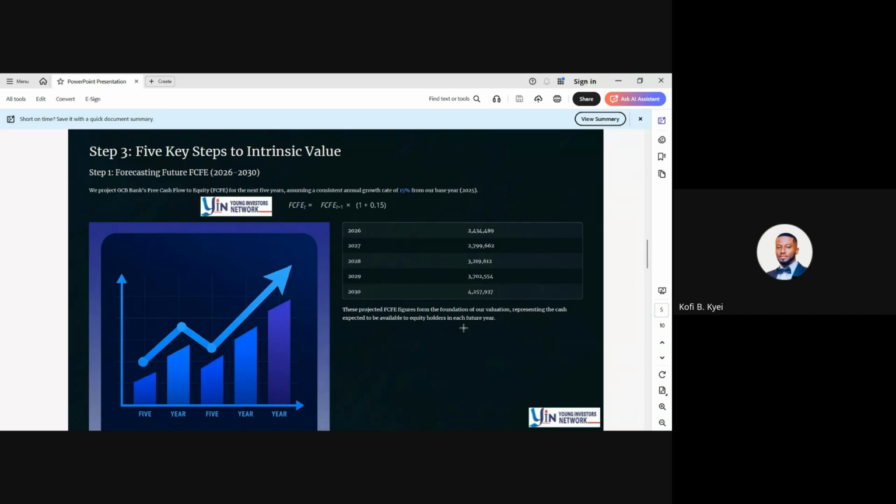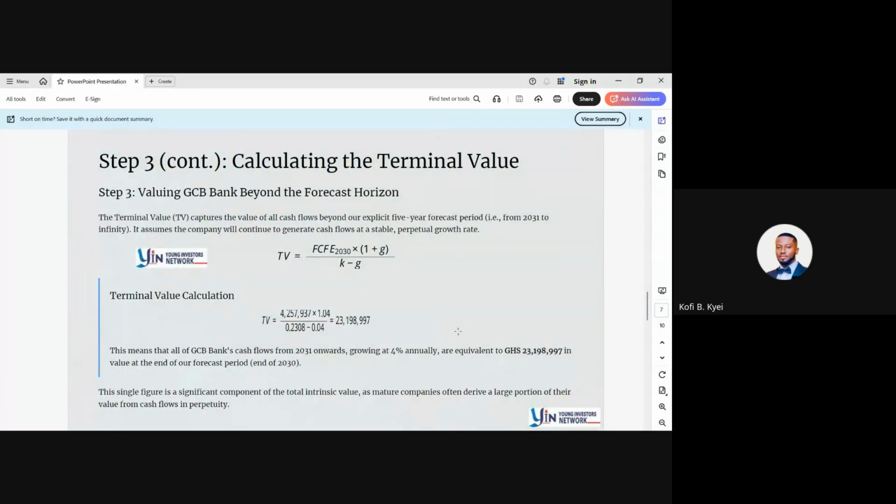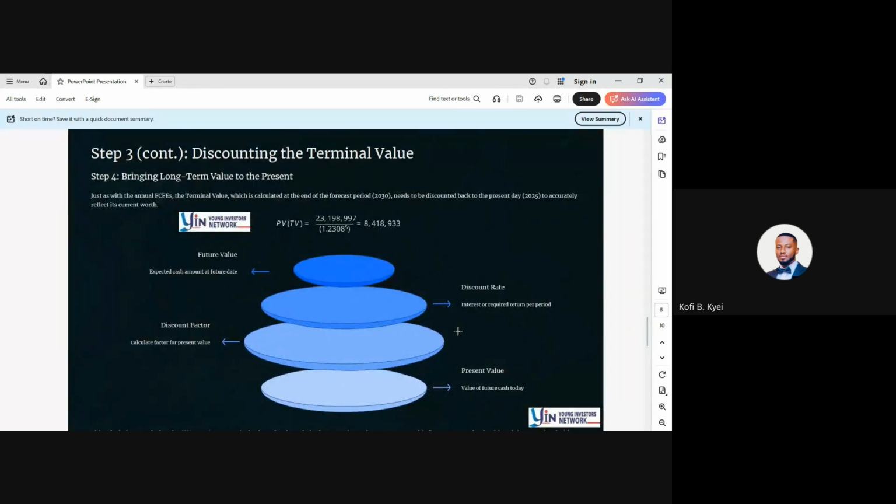All the forecasts, you bring them into present value. With the next step, you forecast again into perpetuity. You bring the perpetuity into present value. You add the two present values: the present value of the perpetuity and the present value of the future cash flows as you have calculated. Then you divide by the number of issued shares. Then you get your intrinsic value per share. I think it's a bit straightforward.